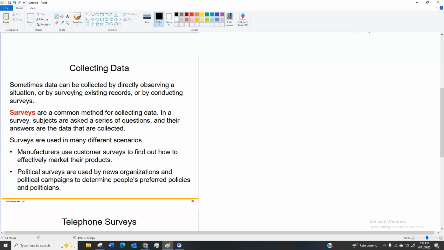And surveys are pretty common. In a survey, the subjects are asked questions and their answers are collected. Can be used in many scenarios. I give the example of manufacturers use customer surveys to find out how effectively to market their products. Political surveys are used to determine people's preferred policy, politicians, how they're going to vote.